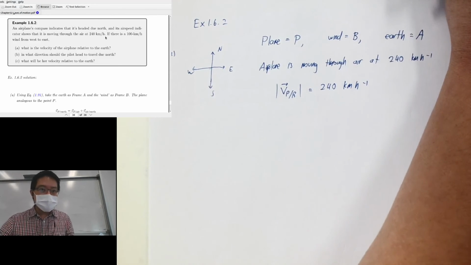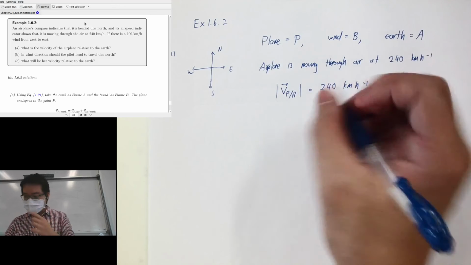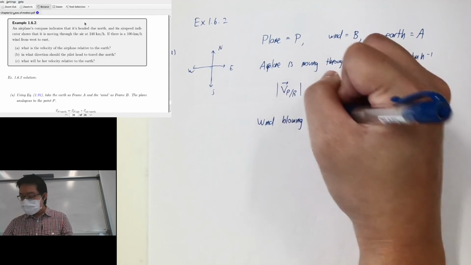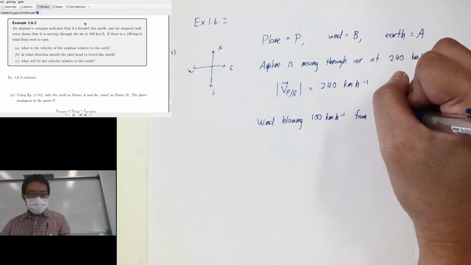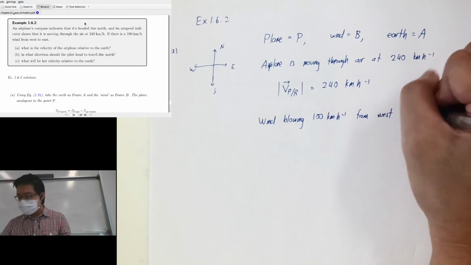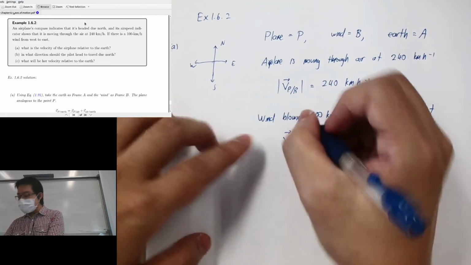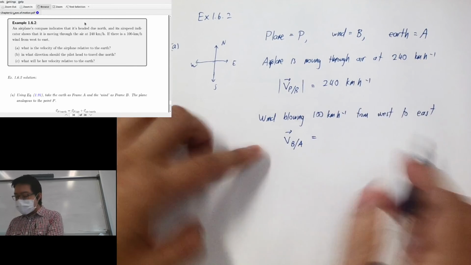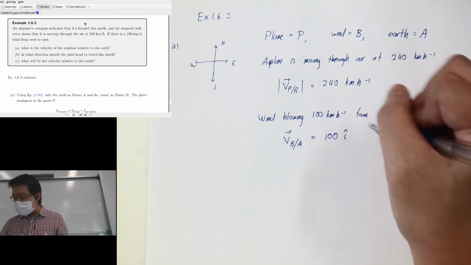Then what is my second statement? The wind is 100 kilometers per hour from east to west. So the wind is blowing at 100 kilometers per hour from west to east. So I can write the full vector, right? Because this is the velocity of the wind relative to the ground. From west to east is the positive x direction. So this is 100 kilometers per hour in the x direction.